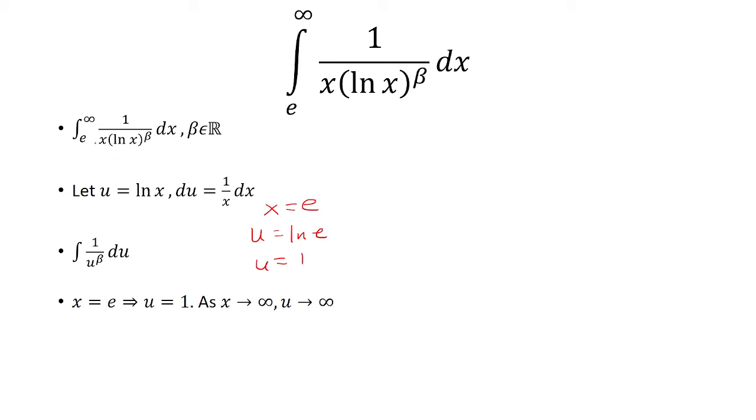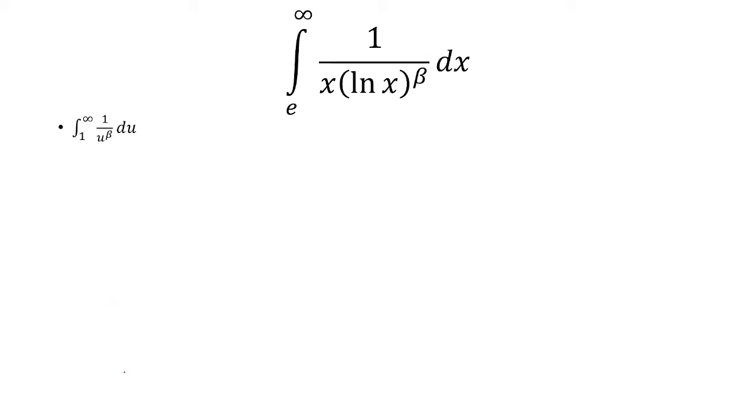And then as x approaches infinity, ln of x will also approach infinity, so that means u will approach infinity, since u is equal to ln of x. And so I can rewrite this integral now from 1 to infinity, 1 over u to the beta du. Now I'm going to rewrite 1 over u to the beta as u to the negative beta power. And just for this one, I'm going to consider beta not being equal to 1. So later we're going to consider when beta is 1.